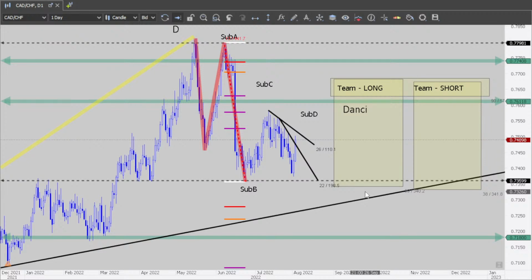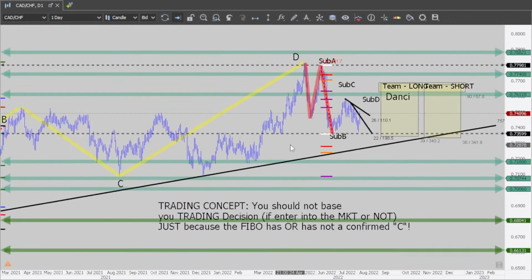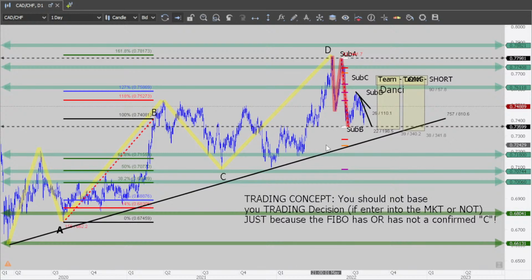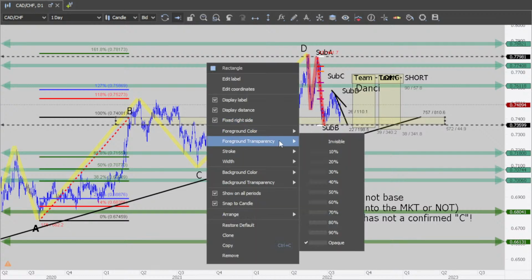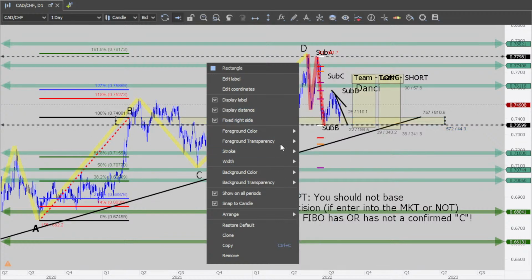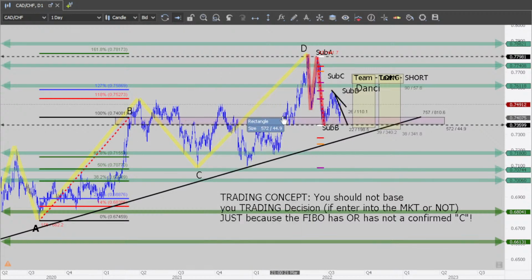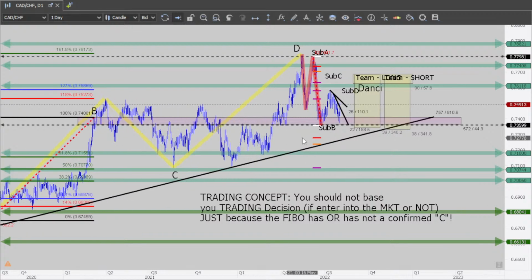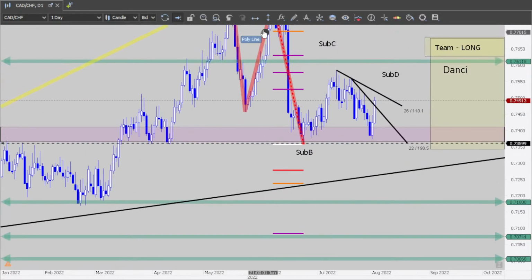And Dancy is saying, okay, long because the original Fibonacci is up. So we don't have a confirmed C, right? But the market is in here right now, somewhere, right? This is an area of support. Agreed, everybody? Agreed? You can disagree too, not a problem. This is an area, the violet line, this is an area of support, and the market bounced up and down. This area, the market bounced.